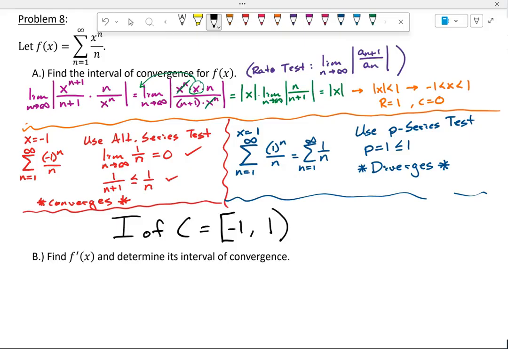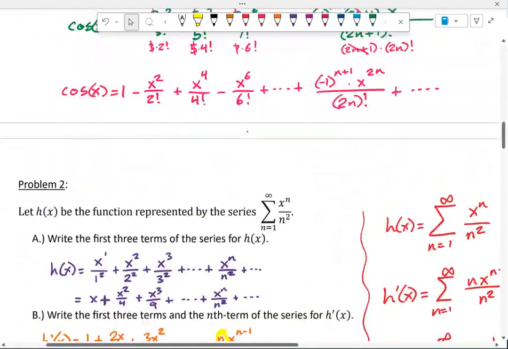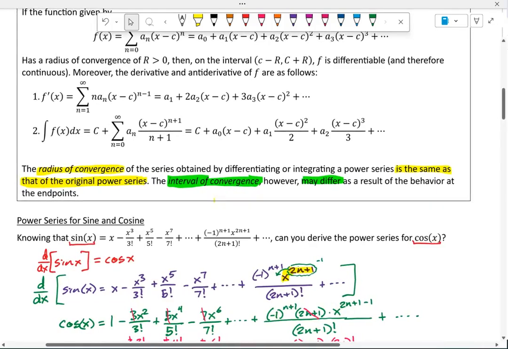All right, so now we need to find what is f prime of x and determine its interval of convergence. Now, I mentioned again at the beginning of today that if we go back to our very first page of this lesson, what do I have highlighted in yellow? It says the radius of convergence is what? Is the same. So, do we need to do the ratio test again? No. So that's nice. We don't have to do that ratio.